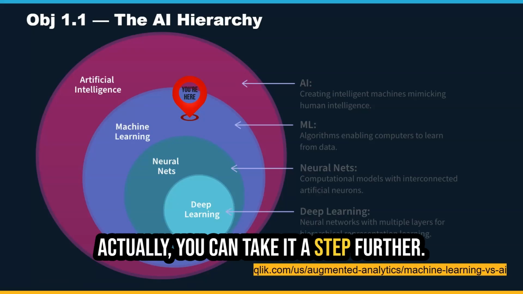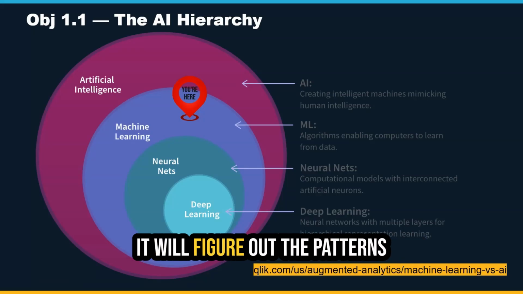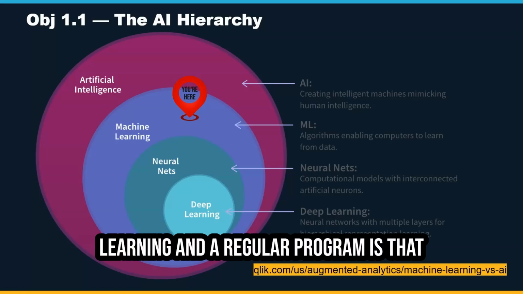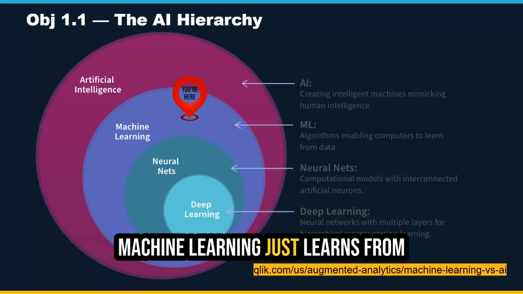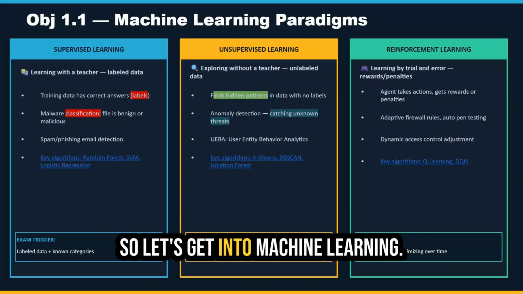And actually, you can take it a step further. You don't even have to tell it anything. You can just feed it the data and it will figure out the patterns. And then you go from there. So the difference between machine learning and a regular program is that machine learning just learns from the data sets, which we'll talk about. So let's get into machine learning.